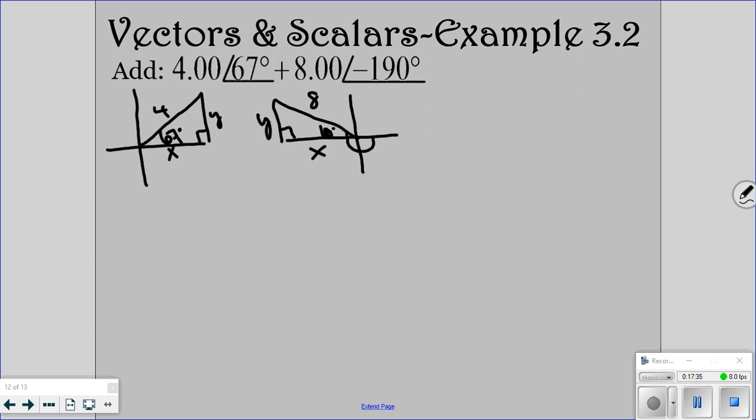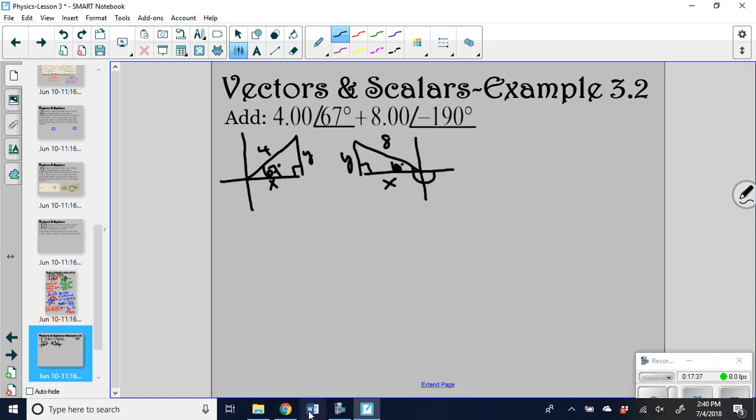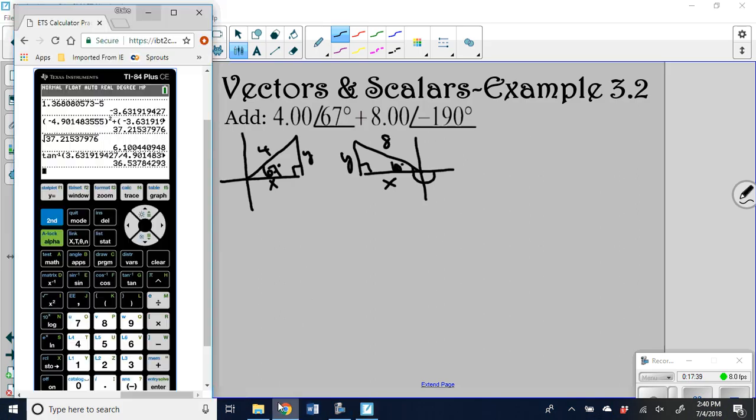So now we're going to plug into our calculator. So we're going to get 4 cosine of 67, 4 sine of 67, 8 cosine of 10, and 8 sine of 10. Those should be the 4 numbers that you get.